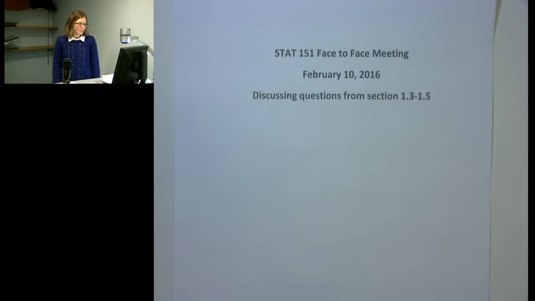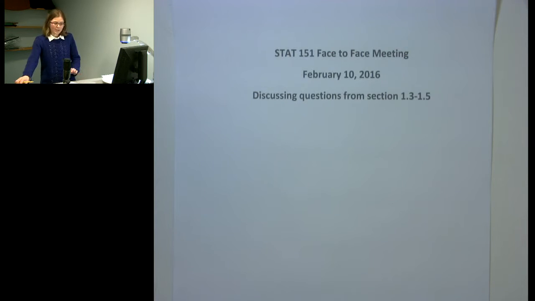Today we're going to talk about some questions from sections 1.3 to 1.5. These are the sections that talked, remember, about the idea of conditional probability, independence between two random variables, and then applying some of the ideas from those to something called Bayes' theorem. There were not a lot of questions on the discussion board this week. I'm going to start by just drawing attention to a couple of things, and then we'll talk about the one question that was posted on the discussion board.